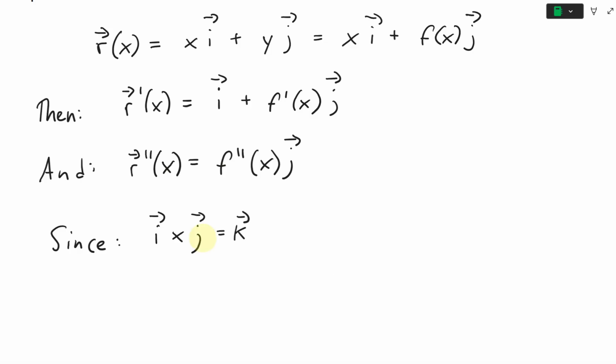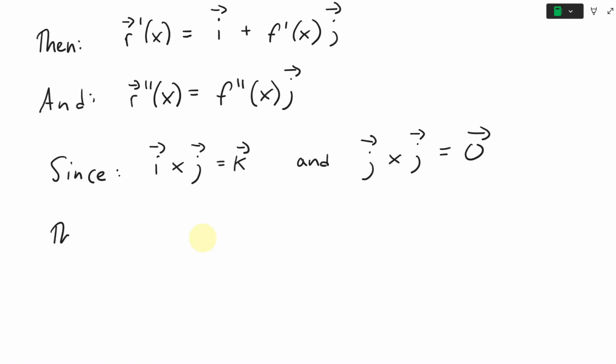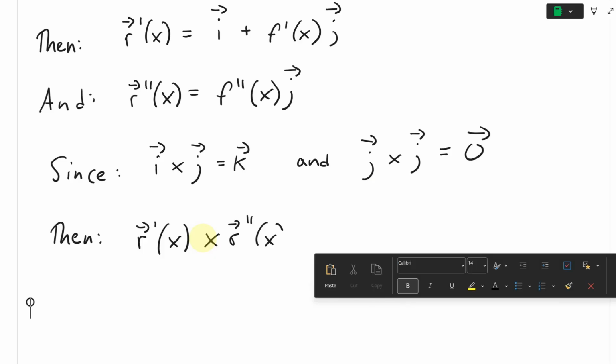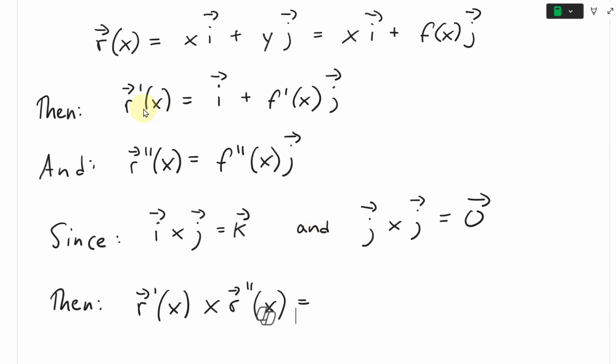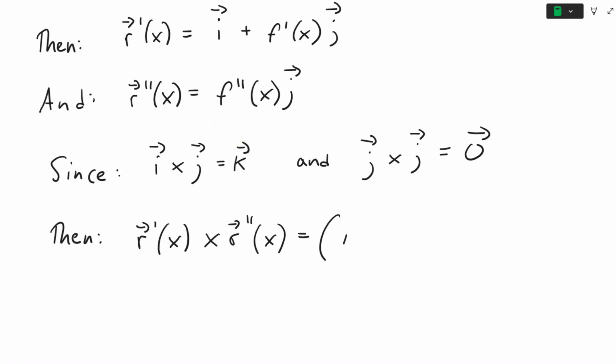All right, so this is going to be k, and also note that the cross product of a vector with itself, as I stated before, is 0. So j cross j is equal to the 0 vector. Since that, I can just take the cross product and then we can analyze that as we go. So we get r prime of x, cross with r double prime of x, the vector function. This equals 2. Let's plug these in. So the r prime is going to be that. So that's going to be i.